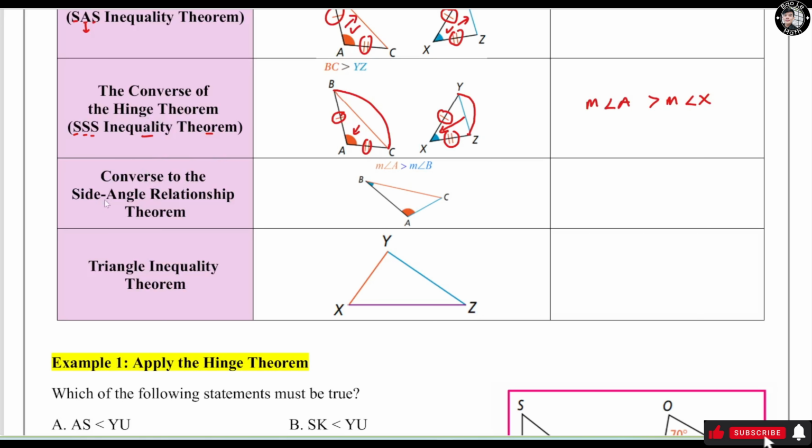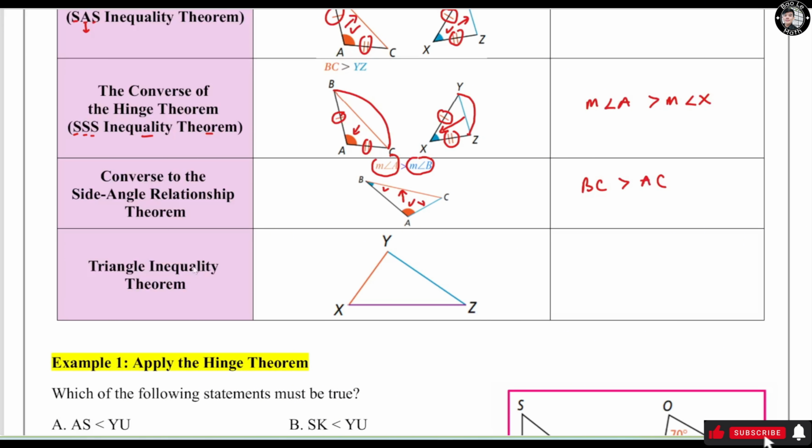Now, the converse to the side angle relationship theorem. Given triangle ABC, the measure of angle A is greater than the measure of angle B. Look at this one right here, and this one right here, right? Now, the side length opposite angle A is BC. The side length opposite angle B is AC, right? So then you have BC greater than AC.